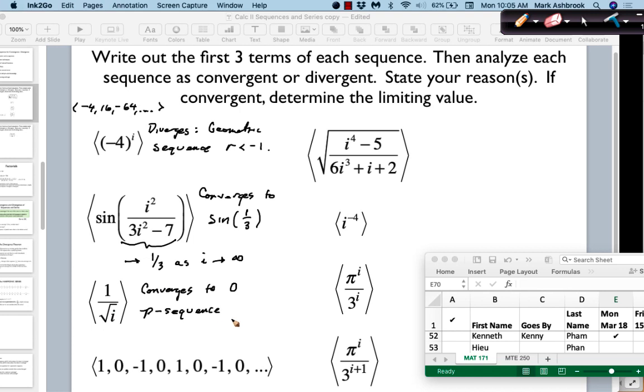So not all p-sequences converge to 0. Only ones such that what? What does p equal in this case? 1/2, right? Which is bigger than 0. And so because p is 1/2 and bigger than 0, it does exactly what Kenny says. The denominator is infinitely large. Therefore, the ratio gets small. But this is a p-sequence with p equal to 1/2, which is greater than 0. Questions on that one?